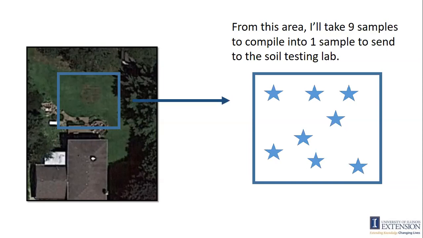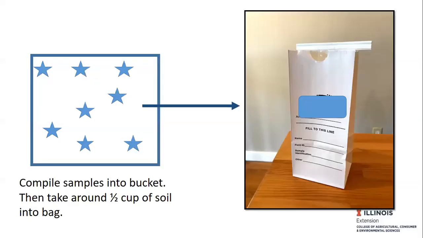I could purchase a soil probe. You could also do fine and just use a shovel and go down to that 6 inches. I bring out a bucket, and at each blue star, I go 6 inches with soil. I place it into my bucket. I go to the next star, another 6 inches, I put into my bucket, and so forth and so forth in this particular growing area. And these will all compile into 1 sample to send to the soil testing lab.